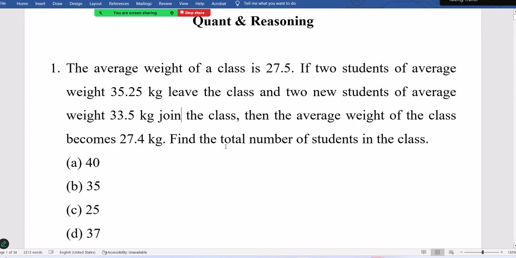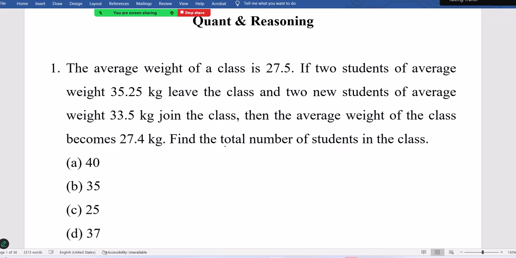Now let's see about this. The average weight of n number of students is 27.5. We don't know how many students are there initially. Now what happened? Two students left and two students joined with less average. You can clearly observe two students joined with less average. Now the overall average becomes 27.4. First look at who left and who joined. Let's see the effect of them.